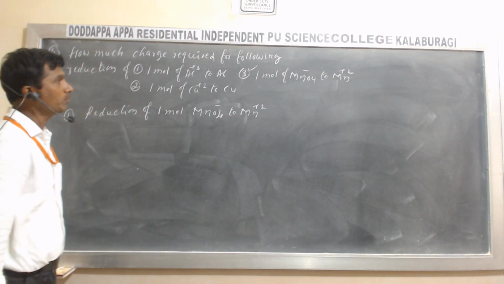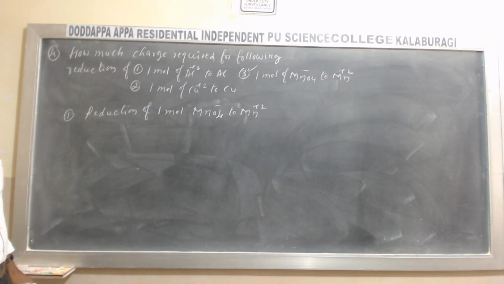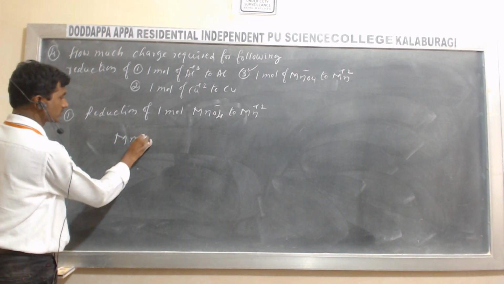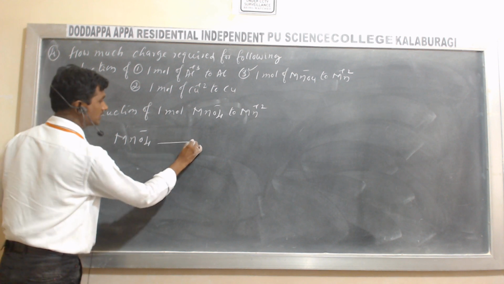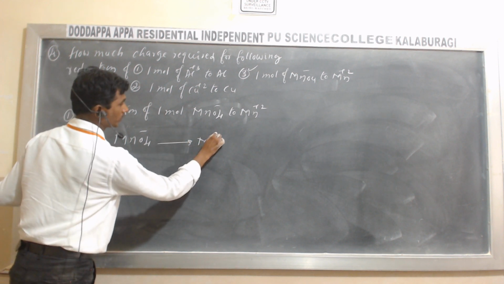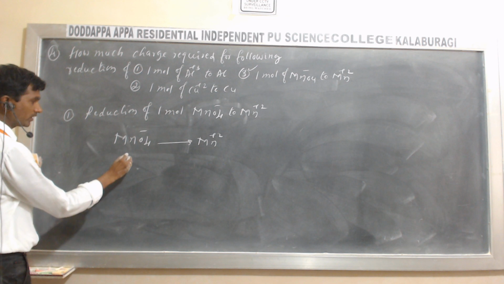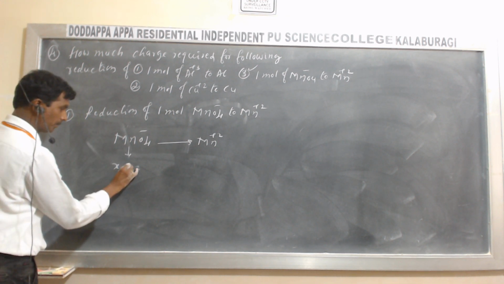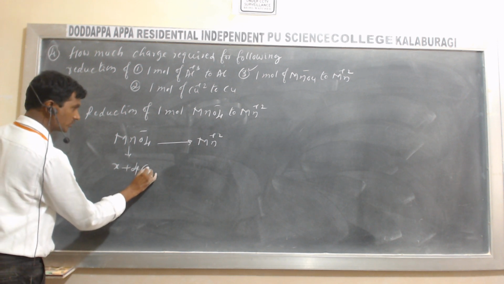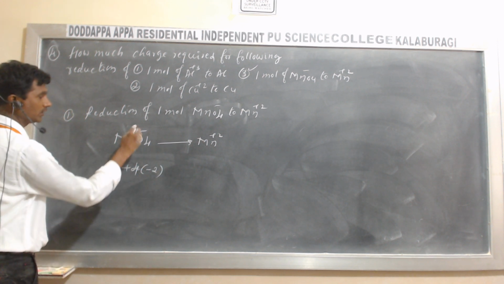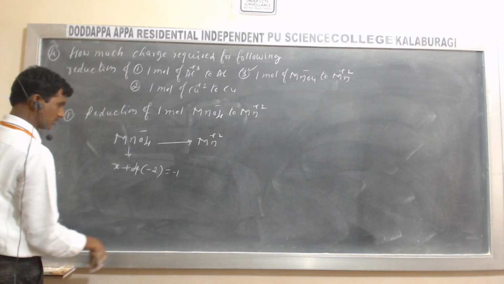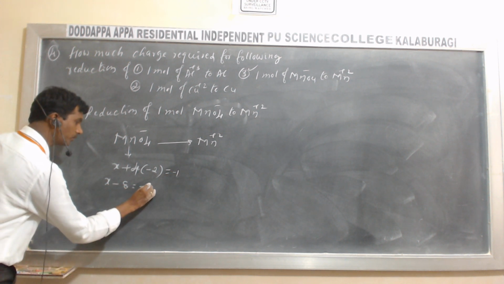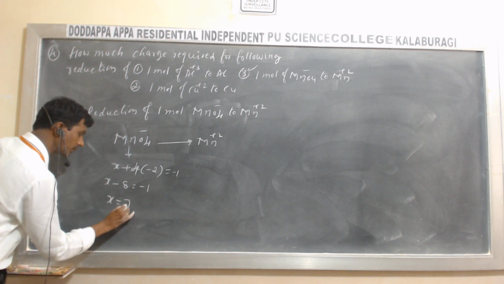The reduction of 1 mole of MnO4 to Mn plus 2. Yes, I can write here MnO4, and this is Mn plus 2. So what is the oxidation state of Mn? You don't know, so you put X. Plus 4 into the charge of oxygen, oxygen is minus 2. The charge on this ion is minus 1. So X minus 8 is equal to minus 1, X is equal to 7.